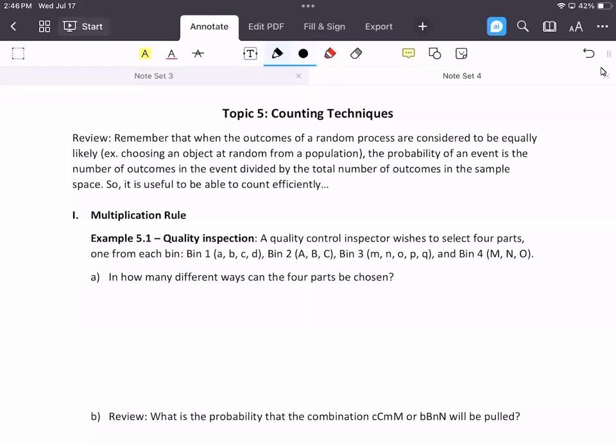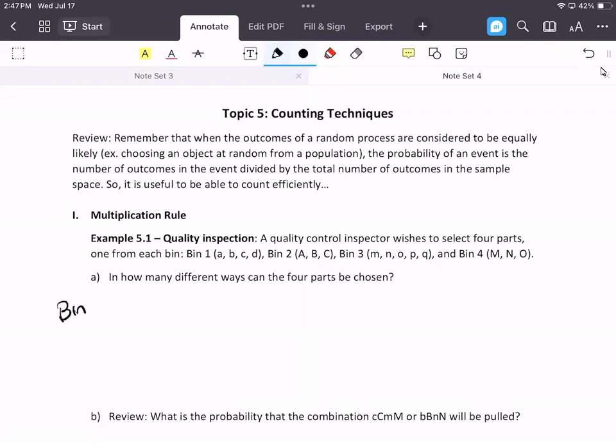Well, with what we know at this point, we would have to write out the entire sample space, which would be a nightmare. It would take a long time. You would have to do little a, then little m, and then capital M, and that's one of many, many arrangements that could come out of this. So let's think about this.